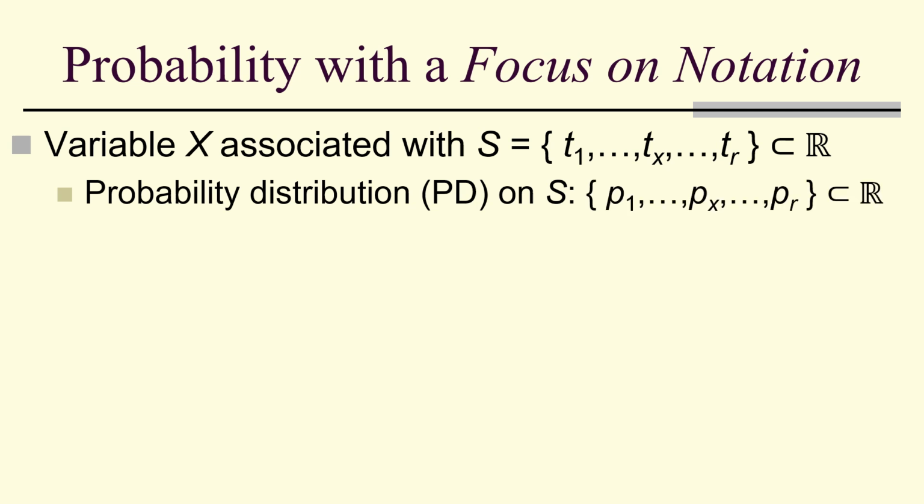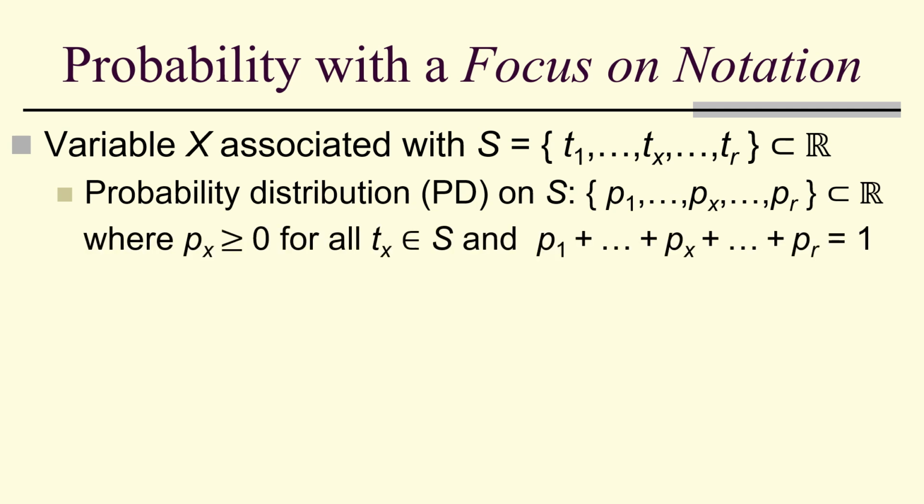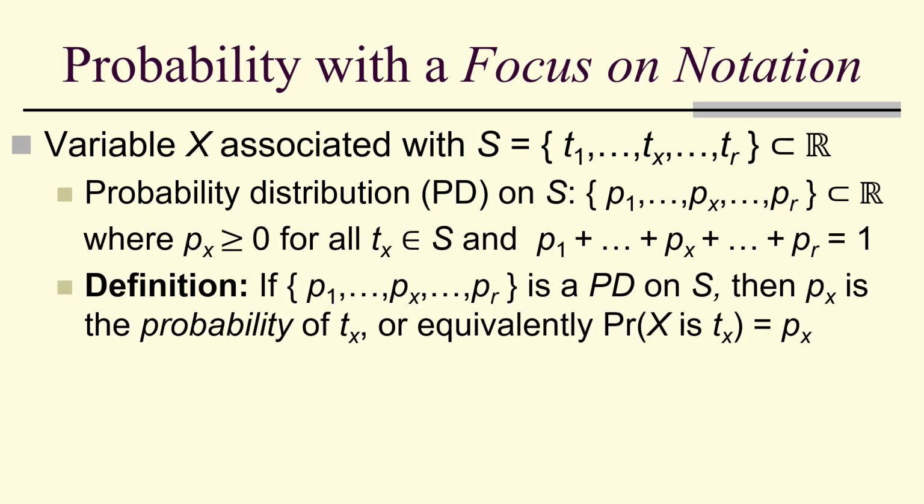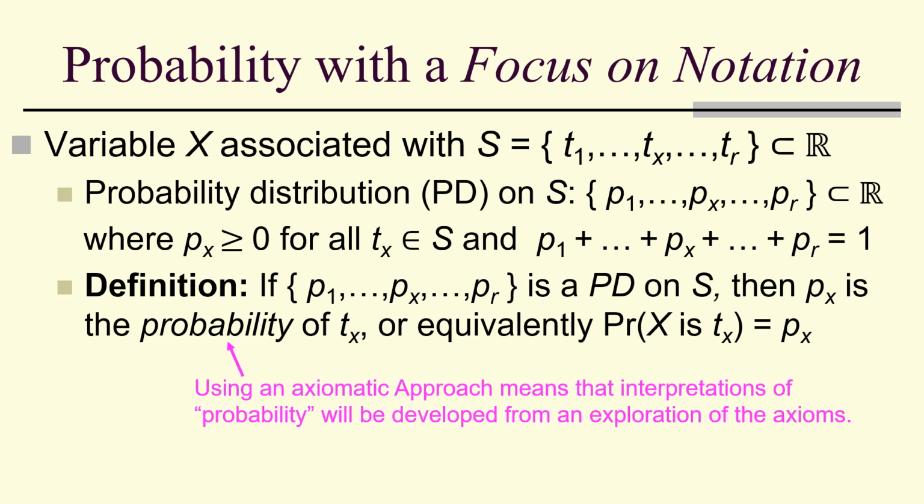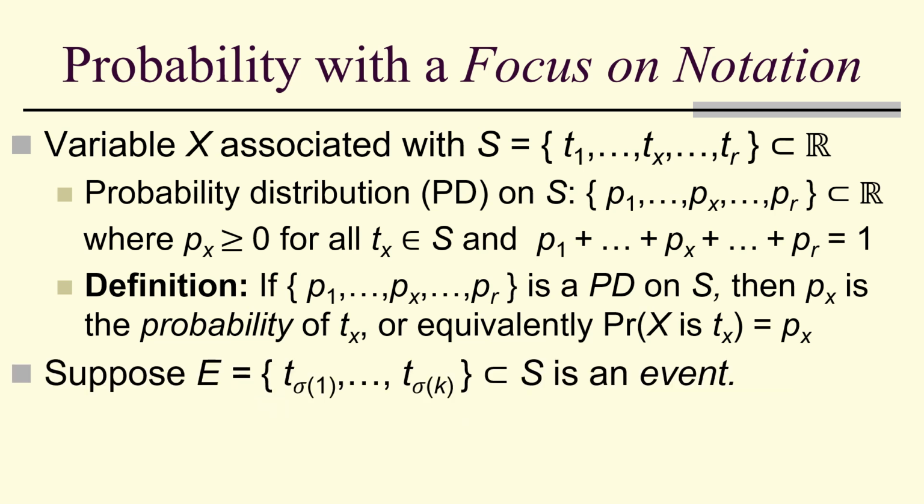A probability distribution is a set of numbers, the same number of numbers as in S. They're non-negative and they sum to 1. If we have a probability distribution on S, then we say that P sub x is the probability of T sub x with this notation. We're using an axiomatic approach, so we're not going to interpret what a probability means at this point.